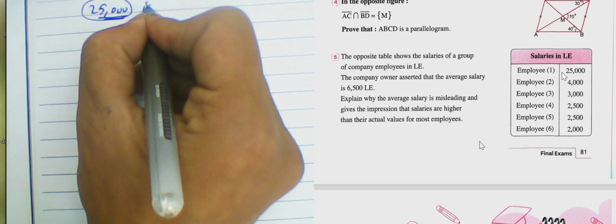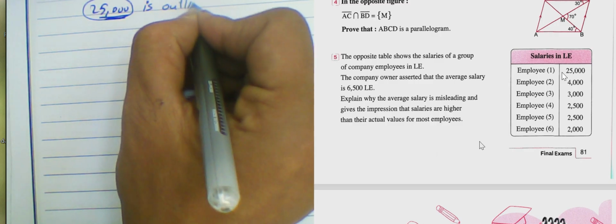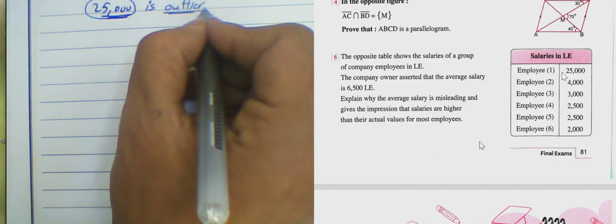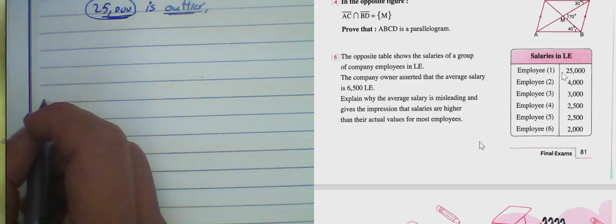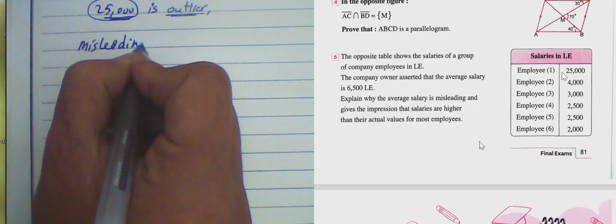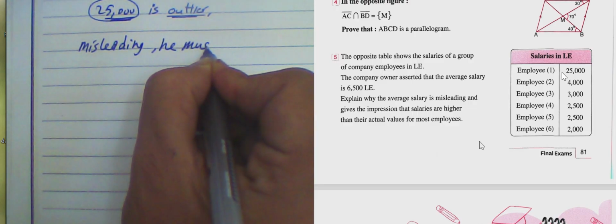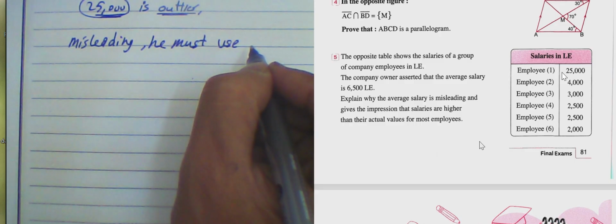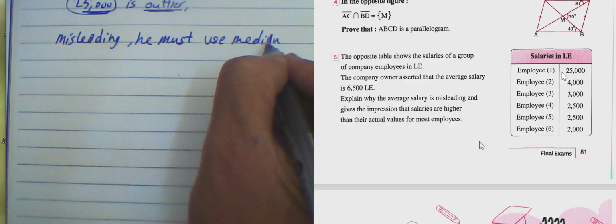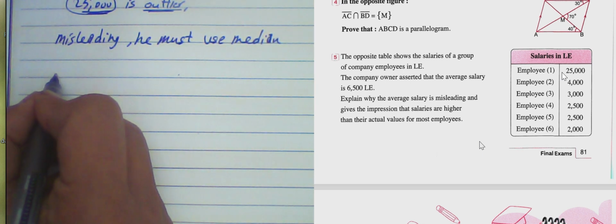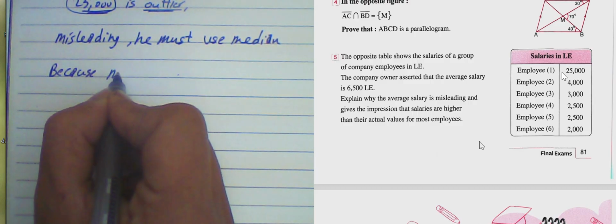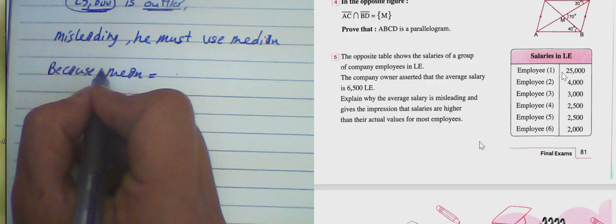25,000 is the outlier salary. Okay, he must use the median because the median will give us the actual middle between them, the actual average. So the actual average here, we must use the median. He mustn't use the arithmetic mean, the arithmetic mean is wrong. He must use the median, because we have an outlier. If we have an outlier point or outlier result in the example, we must use the median, because the median will give us the actual value for all salaries.